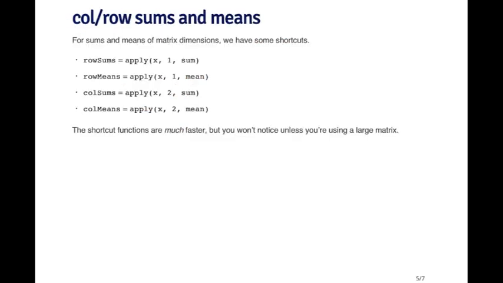Now for simple operations like calculating the sum or the mean of a column or of a row, there are special functions that are highly optimized to do this very quickly. For calculating the row sums and row means, there are the functions rowSums and rowMeans, and similarly there are colSums and colMeans, which do the same things for the columns. These are equivalent to using the apply function, but they're very much faster than using apply because they're optimized to specifically do those operations. So if you want to calculate the sum or the mean of a column or row of a matrix, use those functions instead.